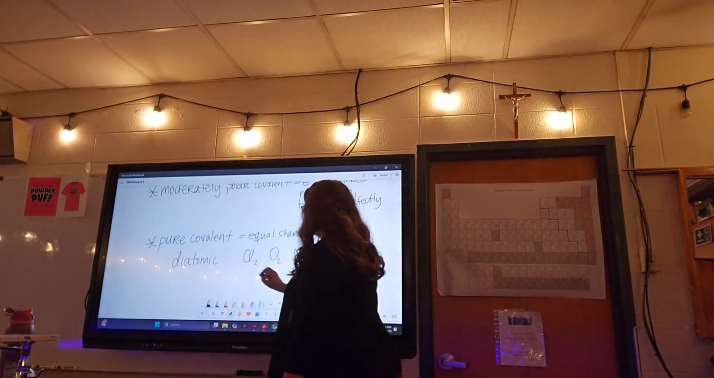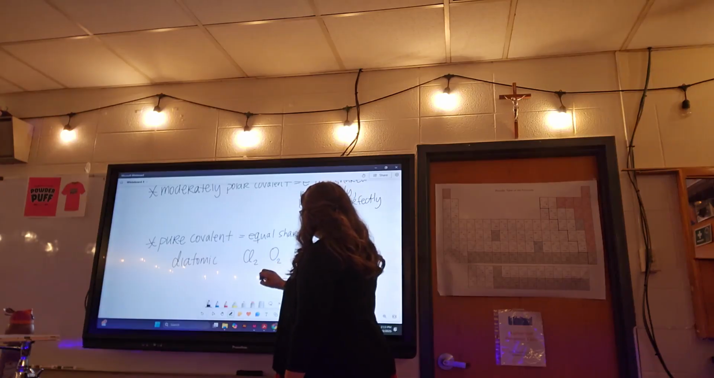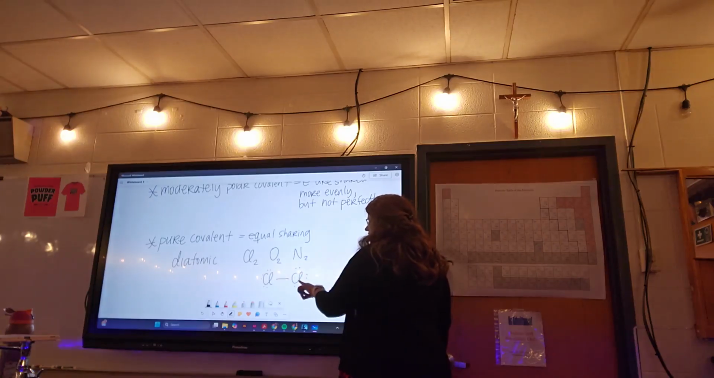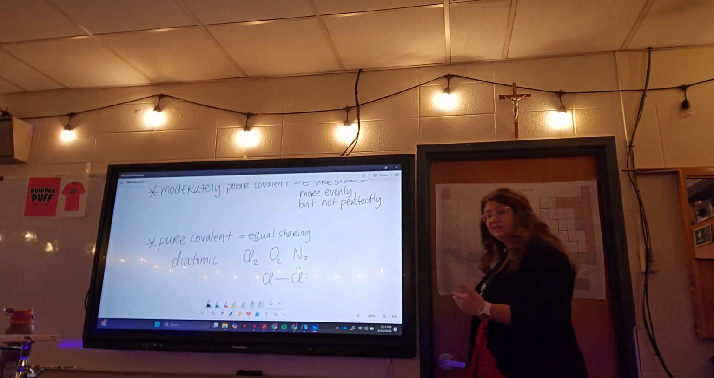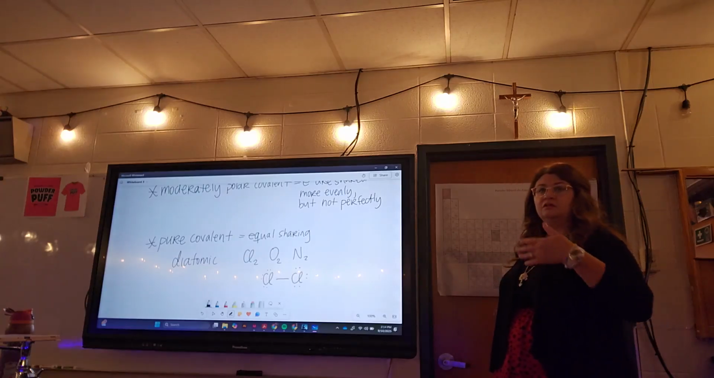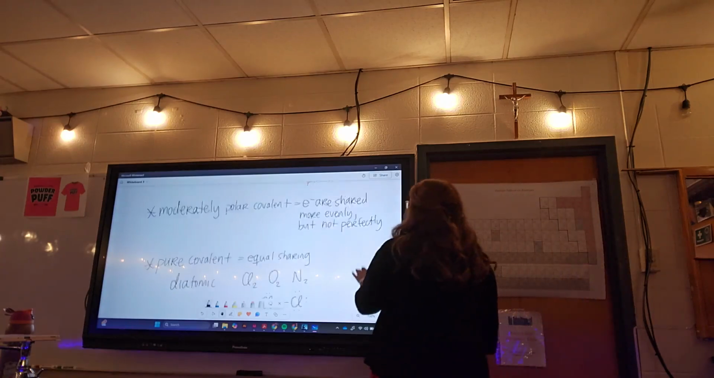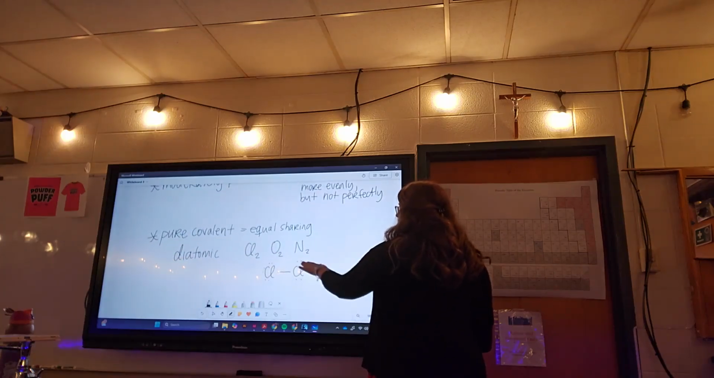If you were to draw your Lewis dot structure for chlorine, it would look like this. And because chlorine is equally electronegative as this chlorine, they both want the electrons equally, and so the electrons are always in the same place in the molecule. And so there isn't a pole that's formed because the molecule is sharing the electrons evenly.